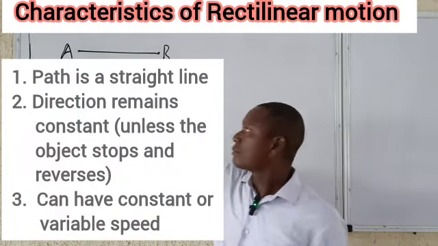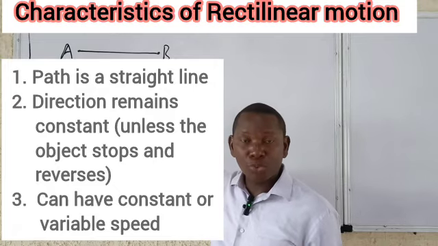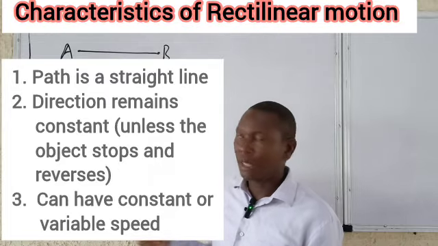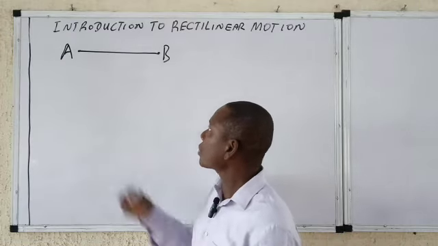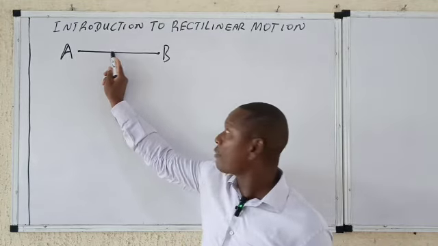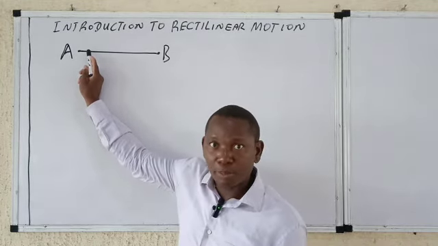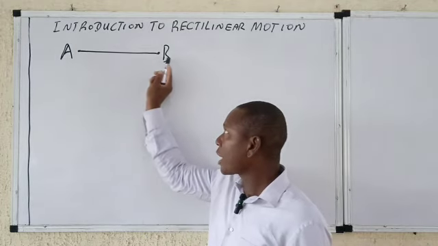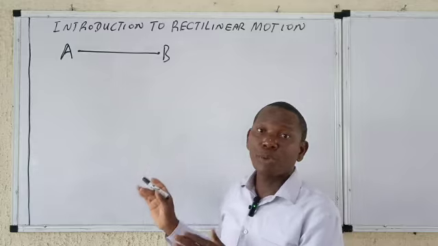Number one is that it moves in a straight line. Number two is that the direction remains constant, or it does not change direction. Let me put it this way. An object can move from here to here. It can stop, no problem. It can even move backward, can reverse, no problem. But it cannot change its direction. So it must move in a straight line. The direction remains what? Constant.